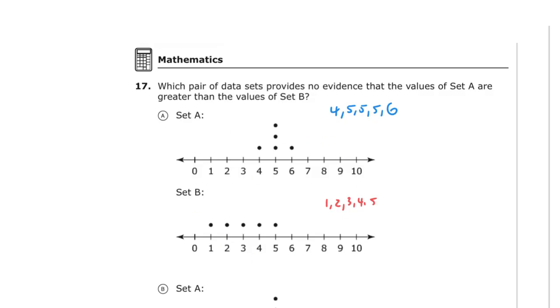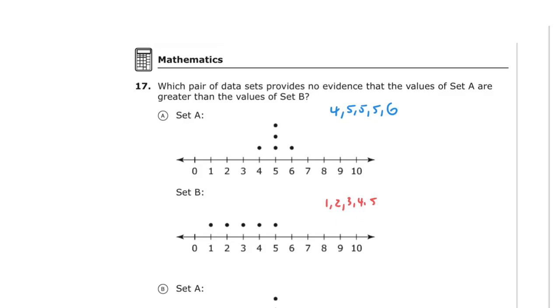Now, it's asking which pair of data sets provides no evidence that the values of set A are greater than the values of set B? Well, we can clearly see that some of the values in set A are indeed greater than the values in set B. For example, there's a 6 in set A, and that's greater than the values here.